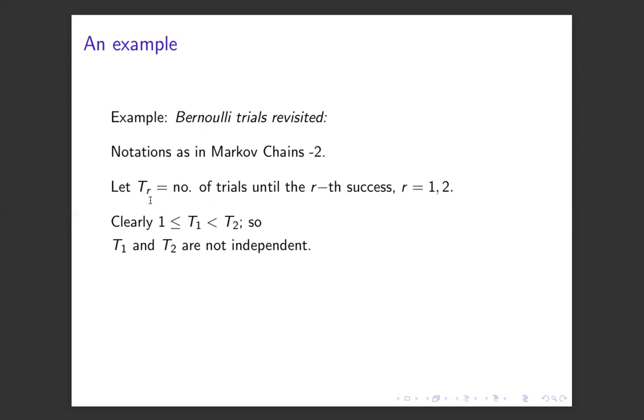Let T sub R be the number of trials until the Rth success. We are going to take R equal to 1 and 2. T2 is the number of trials until the second success, which means the first success must have already occurred. So it is clear that 1 is less than or equal to T sub 1, strictly less than T sub 2.